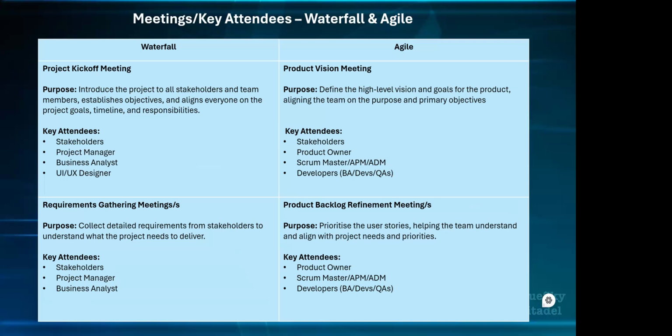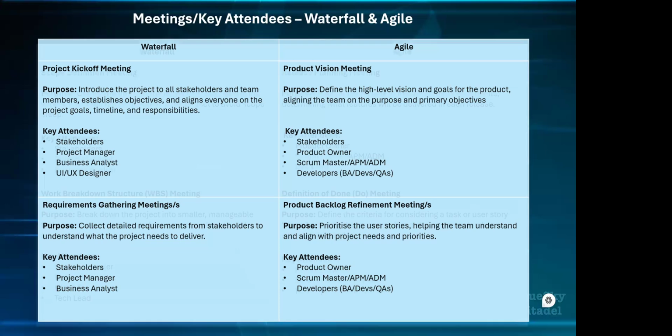The key people that you want at that meeting are the product owner or your BA, your scrum master, APM, ADM, whoever they are, and then the developers. Every time I say developers for Agile, please be aware that it includes the BA, the dev, and the QAs.